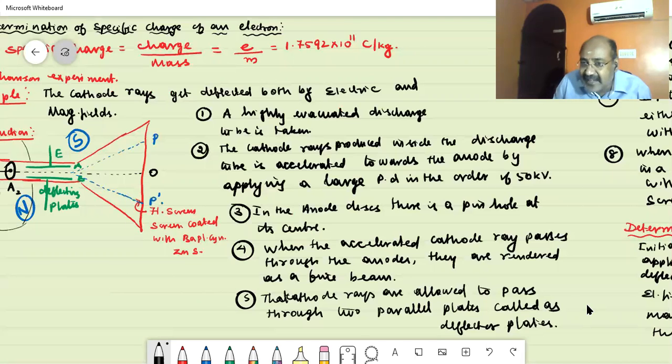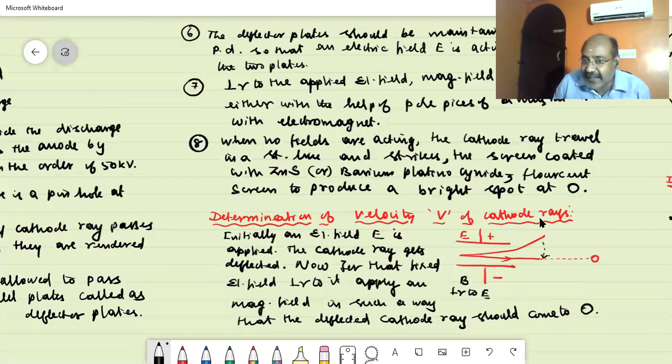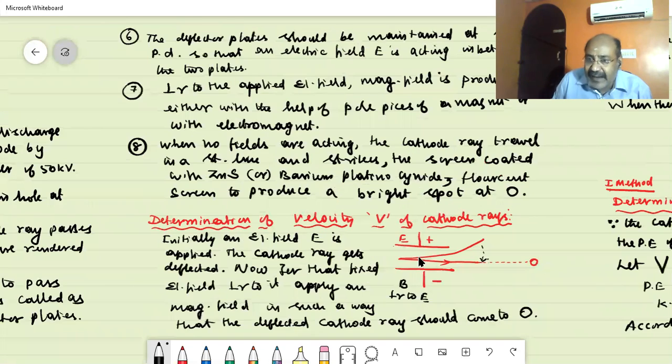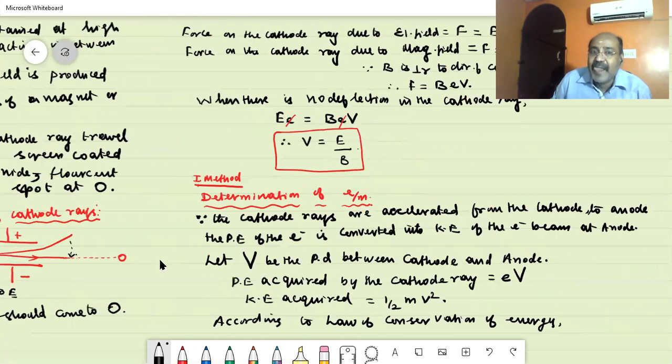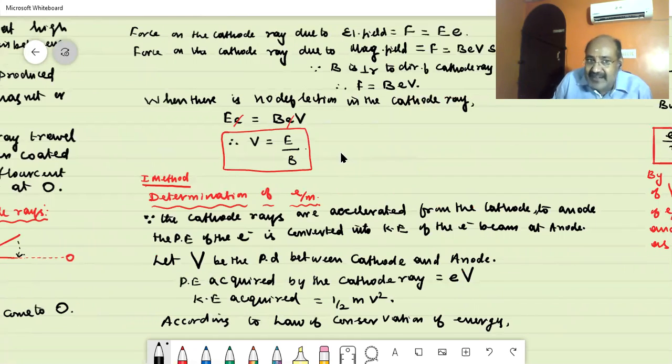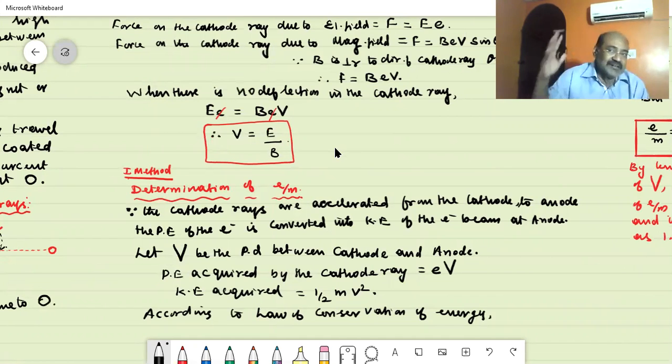After writing the description, you determine the velocity of the cathode rays as V is equal to E by B. After determining the velocity, you choose any one of the methods, whichever is asked, and write it to determine e by m. But up to the calculation of V equal to E by B, it is common for all methods.